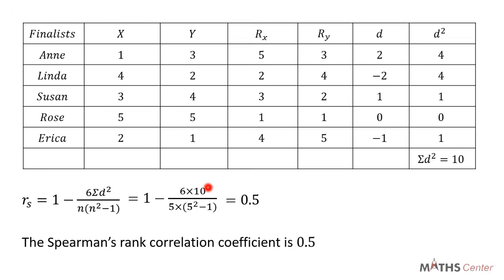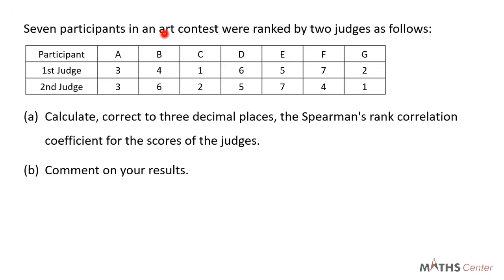Let's consider another question. 7 participants in an art contest were ranked by 2 judges as follows. In the table here, we have the participants A, B, C, D, E, F, G, and these are the scores for the first judge, and these are the scores for the second judge. The question says to calculate, correct to 3 decimal places, the Spearman's rank correlation coefficient for the scores of the judges. That's the first part of the question. And the second part says we should comment on our results.